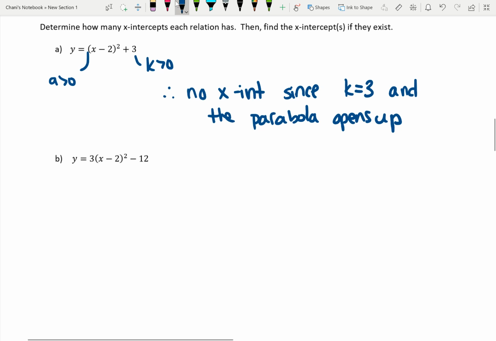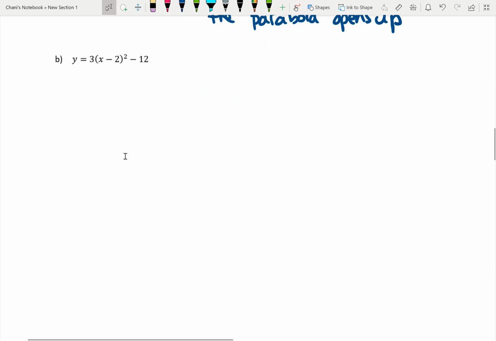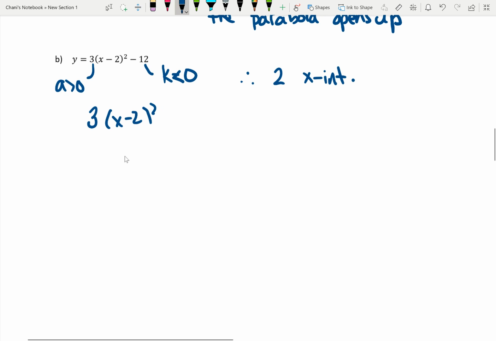Okay, in this next example, we have a k value of negative 12, which is negative, and an a value of 3, which is positive. So therefore, we have two x-intercepts, or two zeros. To find them, you take your equation and you set it equal to 0. That's because the x-intercepts are the x values for which y is 0. So just a refresher, to do this, you move 12 to the other side. Don't forget the square. You then divide by 3.